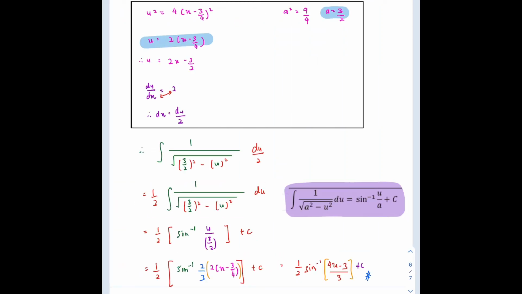Let's rearrange the 3 over 2 here. Just take the 2 going up, so this is just 2 over 3 u. And then let's exchange our u. Our u is just 2 in brackets, x minus 3 over 4, plus c. In order to find our final answer, let us solve this a little bit. Just expand this and multiply inside. Therefore, the final answer is 1 over 2 inverse sine of (4x minus 3 over 3) plus c.